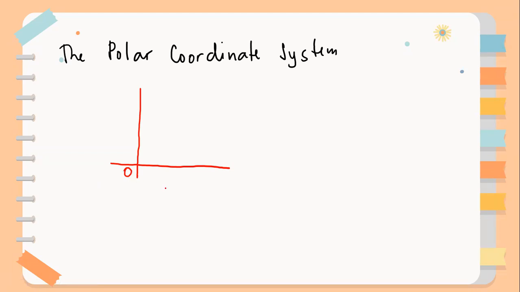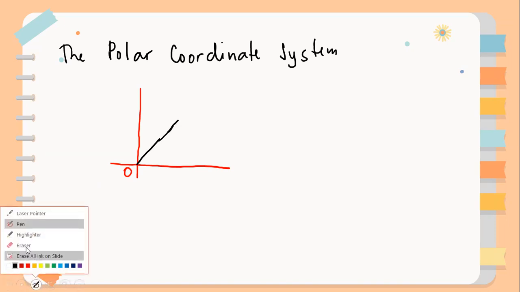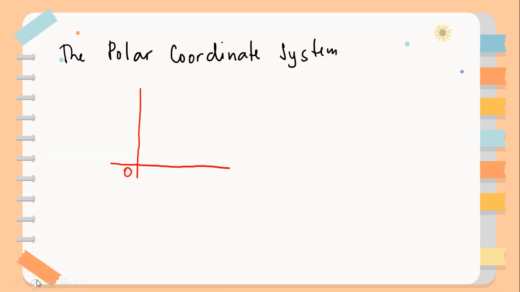Then, on line OX, point P in the plane. Point P on the plane as shown in the figure. Let R be the radius vector, and theta is the polar angle. This one is your theta.